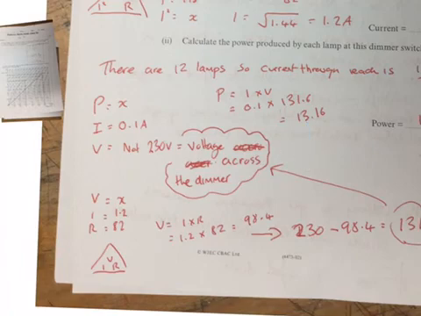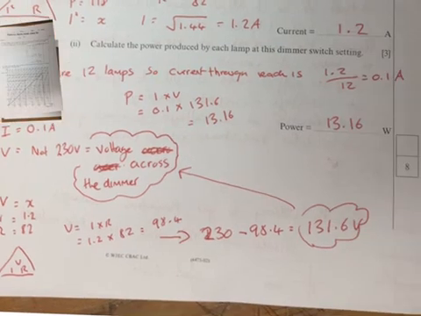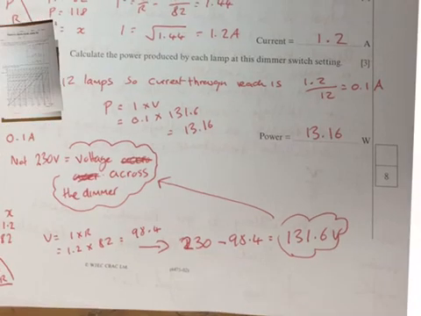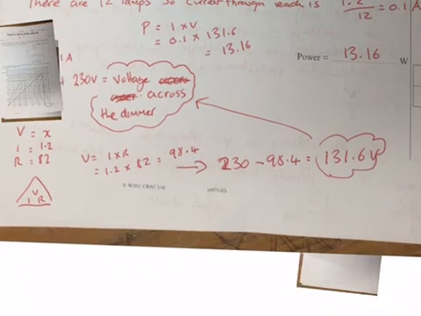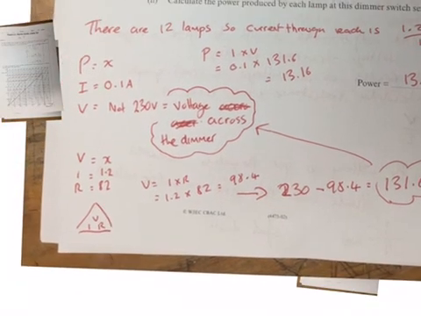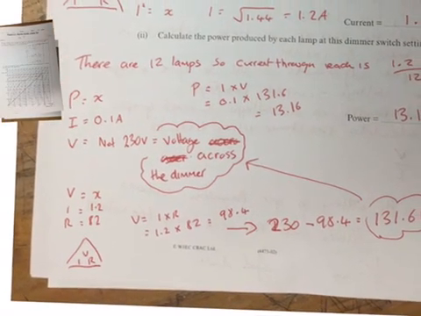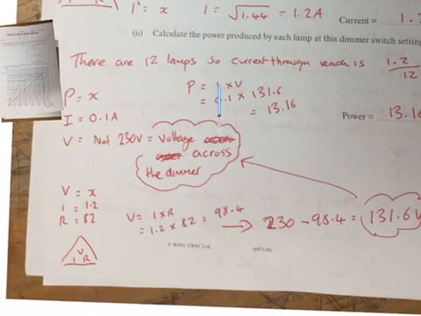Now that I've found my voltage for this, I can actually use that equation to find out the power for the lamp. Where is it going to be? What have I been trying to follow? Is it asking me for the voltage? Calculate the power. So where have I done that? There it is. I missed it. Sorry. So P equals I times V, which equals 0.1 times the 131.6 I've just worked out here.